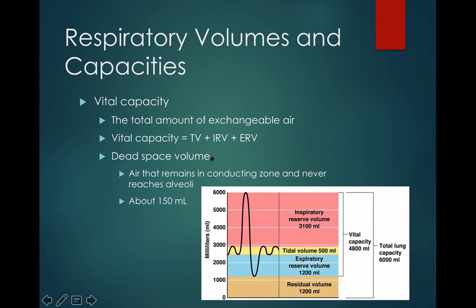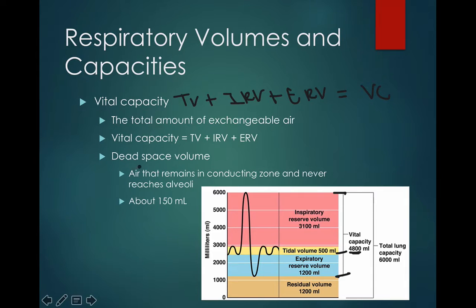Vital capacity is a formula. In order to calculate the vital capacity, you take the tidal volume plus the inspiratory reserve volume plus the expiratory reserve volume, and when you add those numbers up, it will give you vital capacity. Vital capacity is known as the total amount of exchangeable air. So this includes your IRV, your tidal volume, as well as your ERV. The total amount of your vital capacity is about 4,800 milliliters.